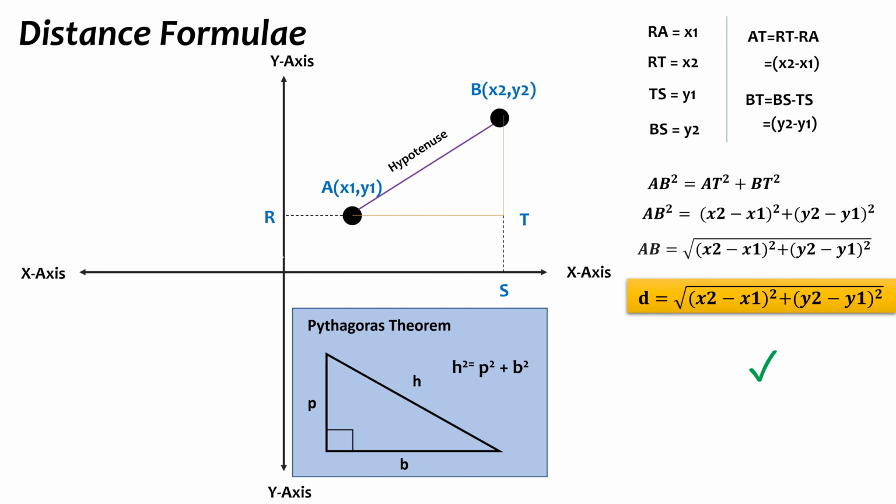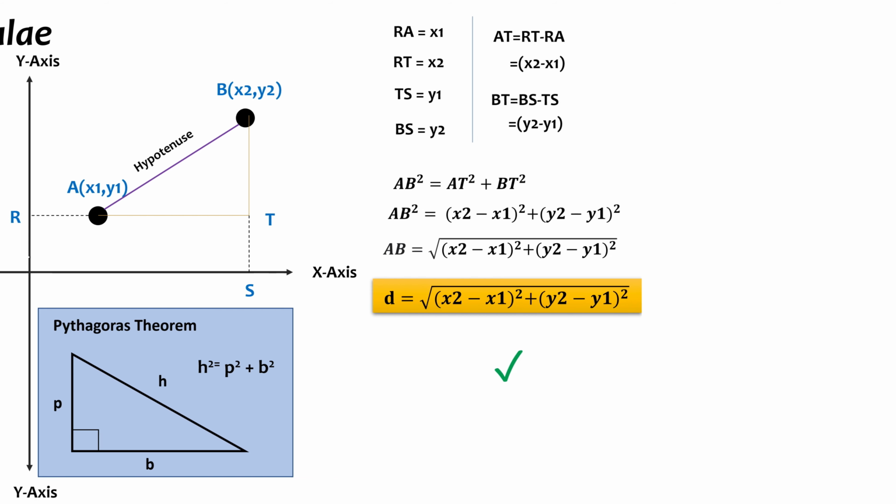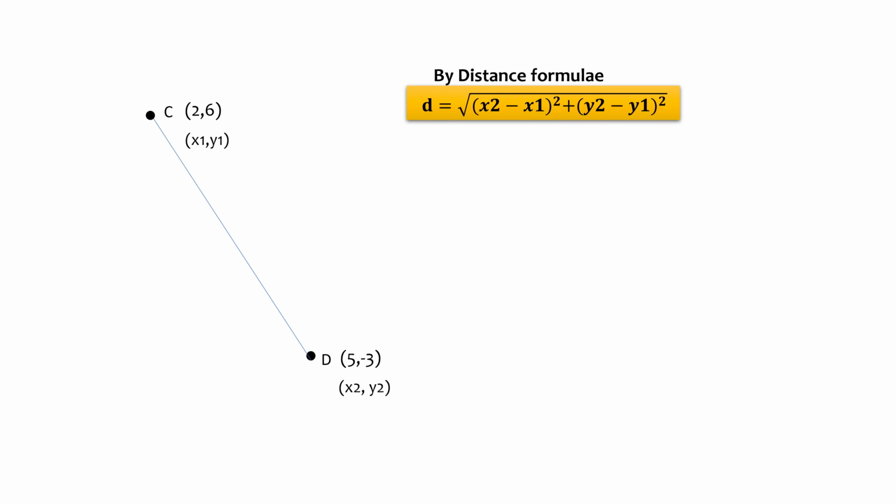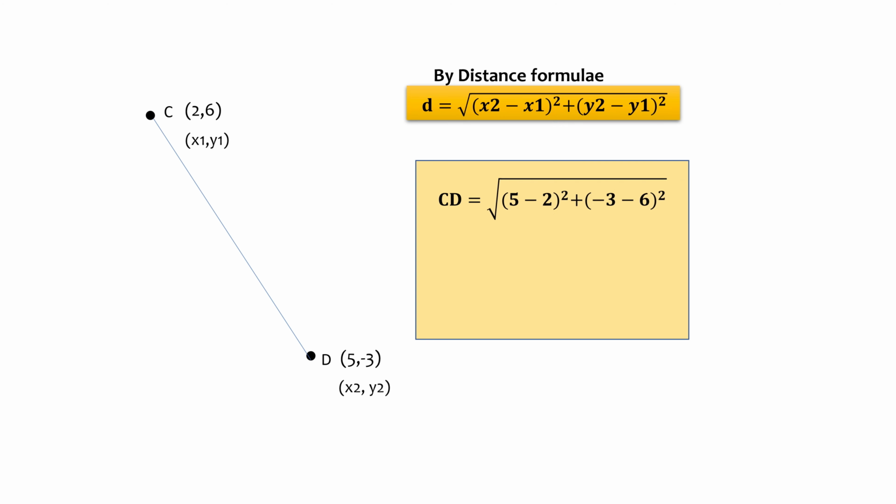This is true for points lying in any quadrant and with any slope. Let's take an example of points C(2, 6) and D(5, minus 3). Let's take C(2, 6) for x1, y1 and D(5, minus 3) for x2, y2. We know from the distance formula, the distance between two points will be root under (x2 minus x1) whole square plus (y2 minus y1) whole square. Therefore, CD will be root under (5 minus 2) whole square plus (minus 3 minus 6) whole square equals root under 9 plus 81 equals root under 90.